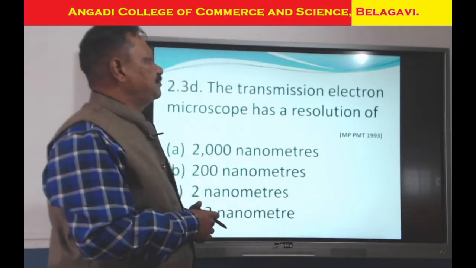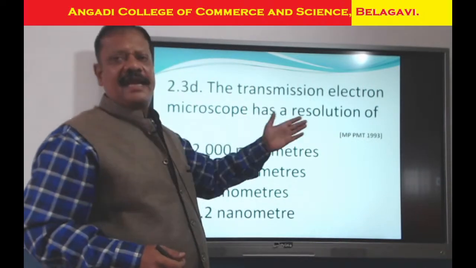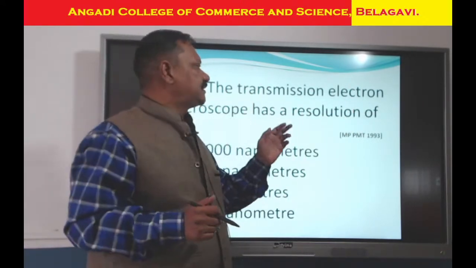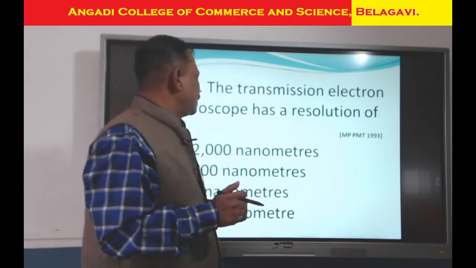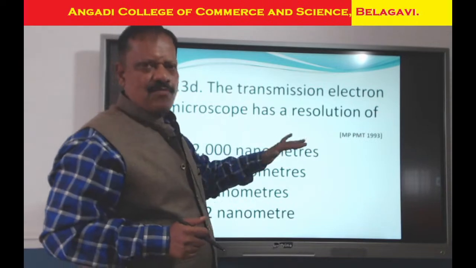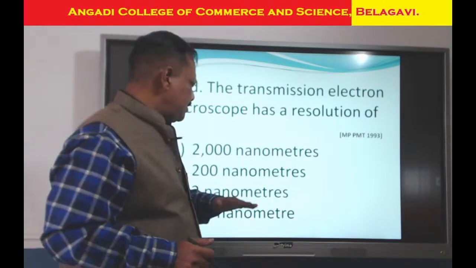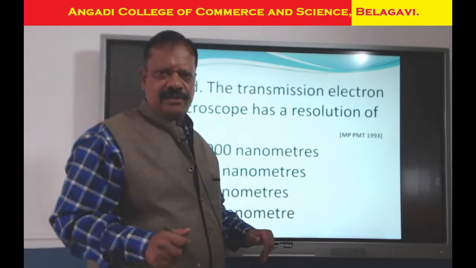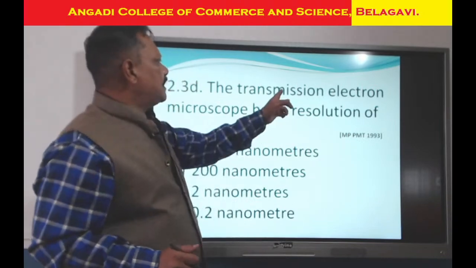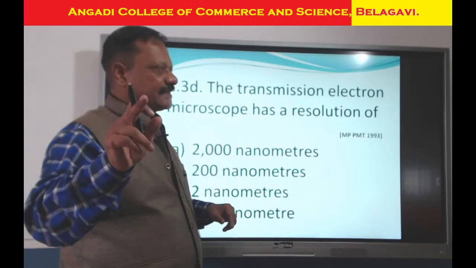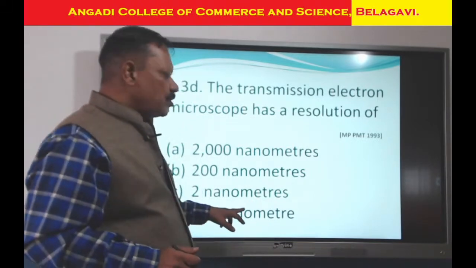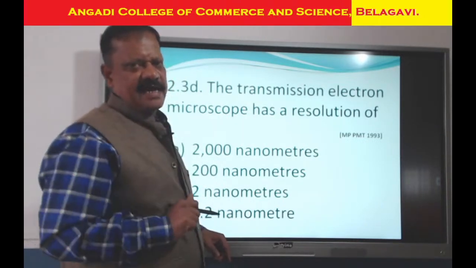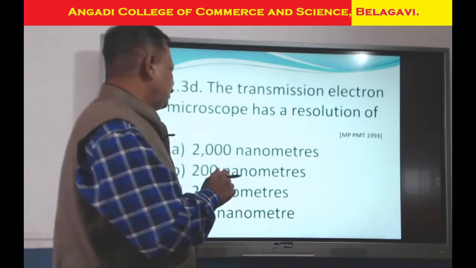The transmission electron microscope has a resolution of what? What kind of resolution does the transmission electron microscope have? The options are 2000 nanometers, 200 nanometers, 2 nanometers and 0.2 nanometer. The resolution power of the transmission electron microscope is 0.2 nanometers. So option D, 0.2 nanometer, is the right answer. We'll move to the next question.